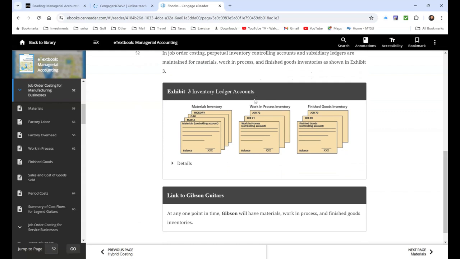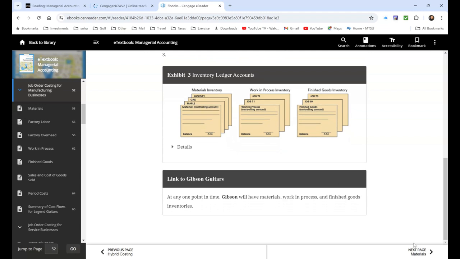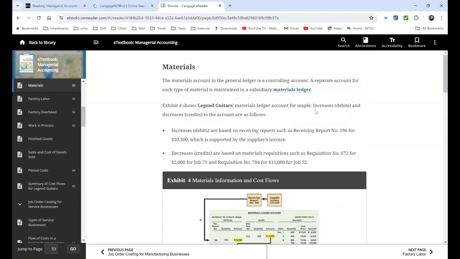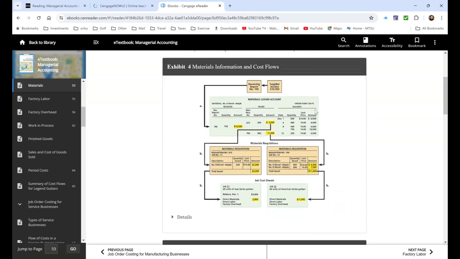You have these inventory ledger accounts, again, materials inventory. Once you move from materials inventory to work in process, it's the same process: debit, credit. Materials, again, this is just a record of the materials accounts. Okay, we bought materials, wood. So we're going to debit the account, and that's going to increase the account. We used wood for this job, so we're going to credit this materials account and debit work in process for materials.